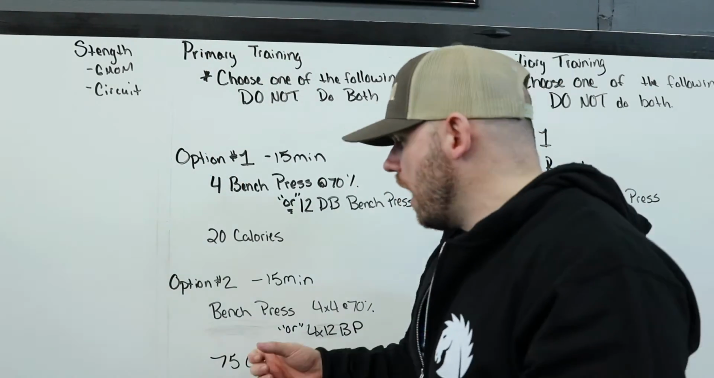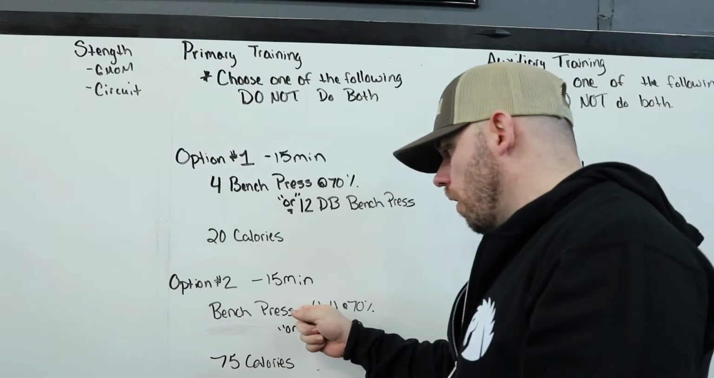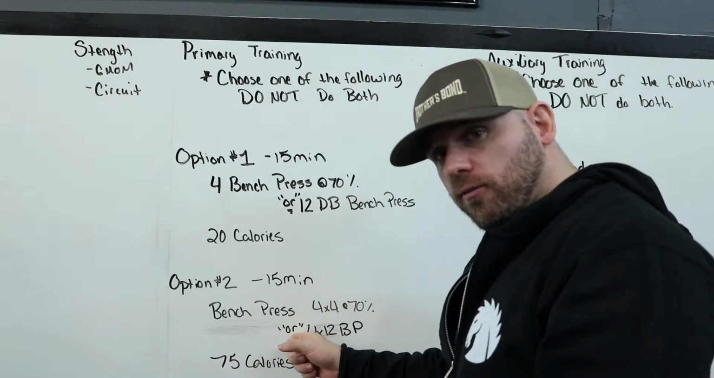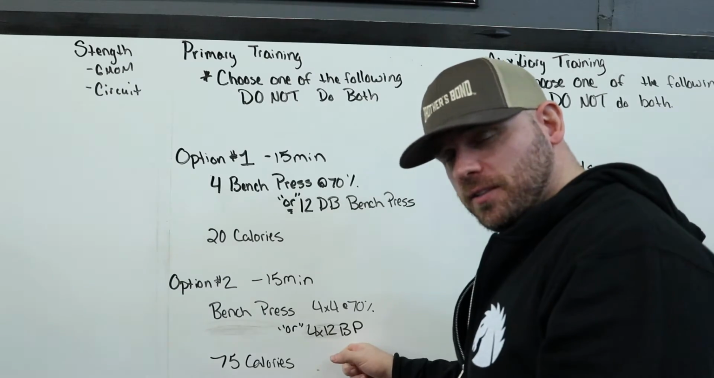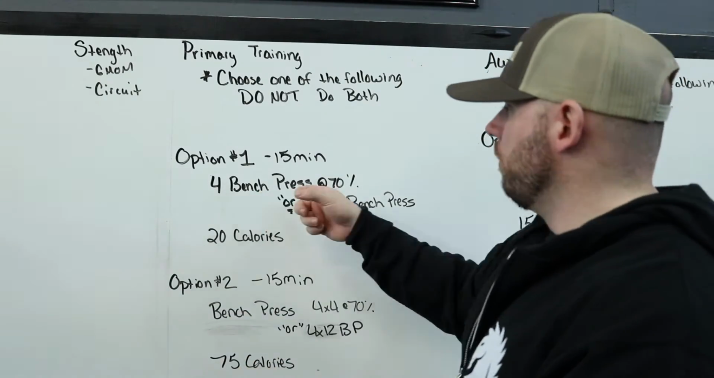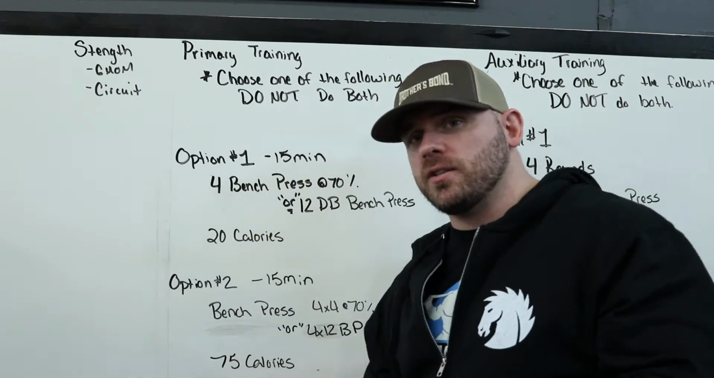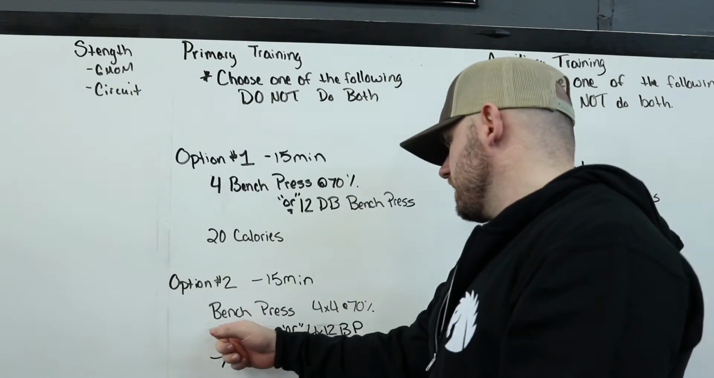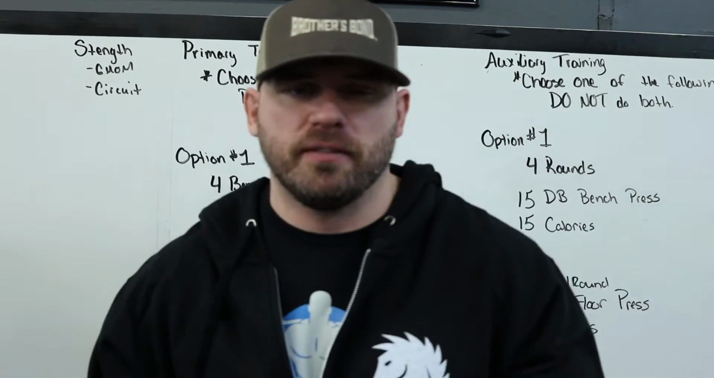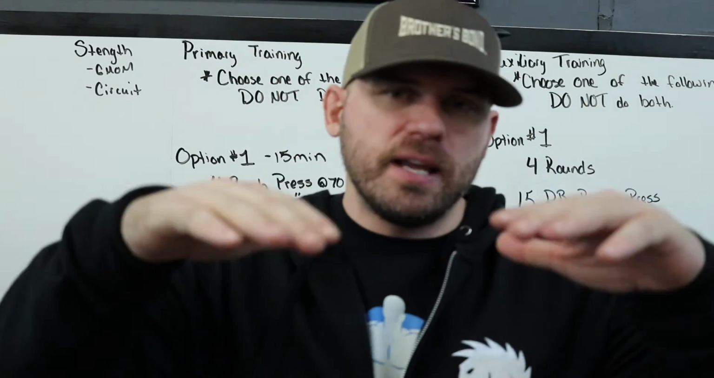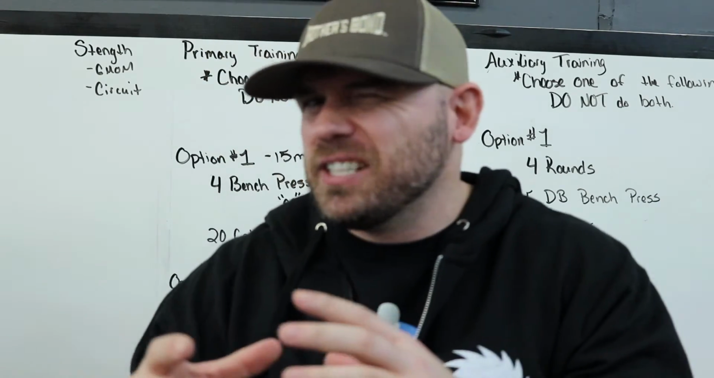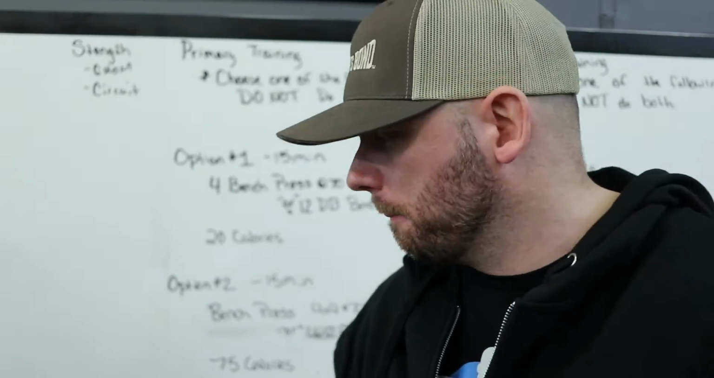So you could do option two, which is you're going to do all 4 sets of 4 bench press at 70%, or 4 sets of 12 dumbbell bench press, and then 75 calories. So for example, if you could not do 4 bench press at 70% and 20 calories for 15 minutes, what you would then do is a set of 4x4 bench press at 70%. Once you've completed that, jump on the bike for 75 calories. We try to keep it in a range that would be equivalent to whichever one you have done, so we can ideally get the same stimulus in between.